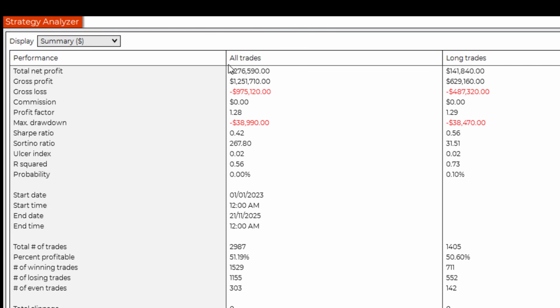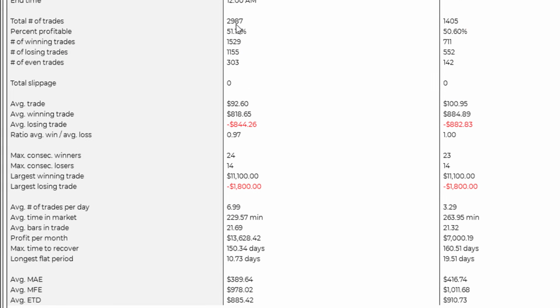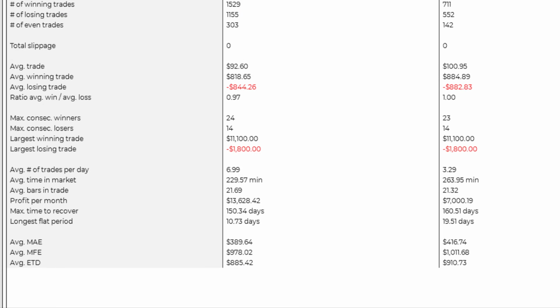So into WTI crude oil, ticker CL. Profit wise, this was the big winner, $276,590 on a Sharpe of 0.42, so not too bad. We had a win rate of 51%, so not too bad really, but we still need a decent risk reward out of that. And we got virtually 1 to 1 there, 0.97 to 1. So not too bad there.